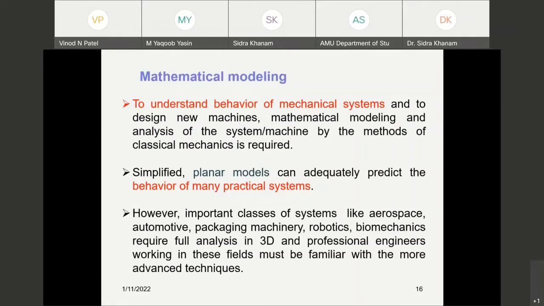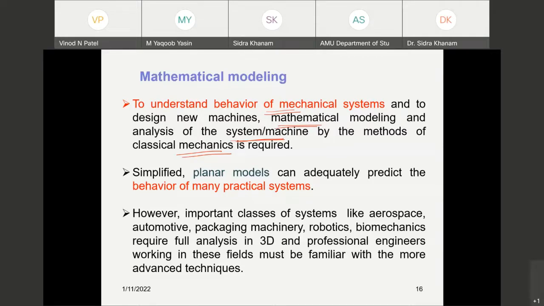So why should we derive the mathematical model? What is the importance of a mathematical model? To understand the behavior of any mechanical system or to design a new machine, we derive the mathematical model. Analysis of any system or machine by the methods of classical mechanics is called deriving the mathematical model. To simplify things, many complicated systems can be understood, and the dynamic behavior of the system can be understood, by deriving a simple mathematical model.